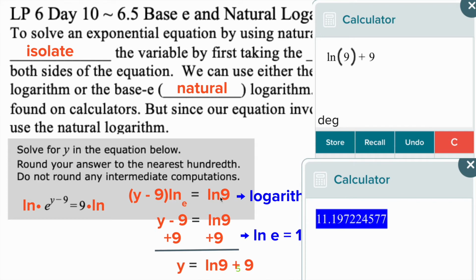It did say no intermediate computations within the problem, so that means you don't want to be taking the logarithm of anything until you get to the end of the problem. You want to wait off on any of those computations. Because if you did the log of 9, rounded, and then added 9 after rounding, you would get the wrong answer. So just be careful about that with the rounding.